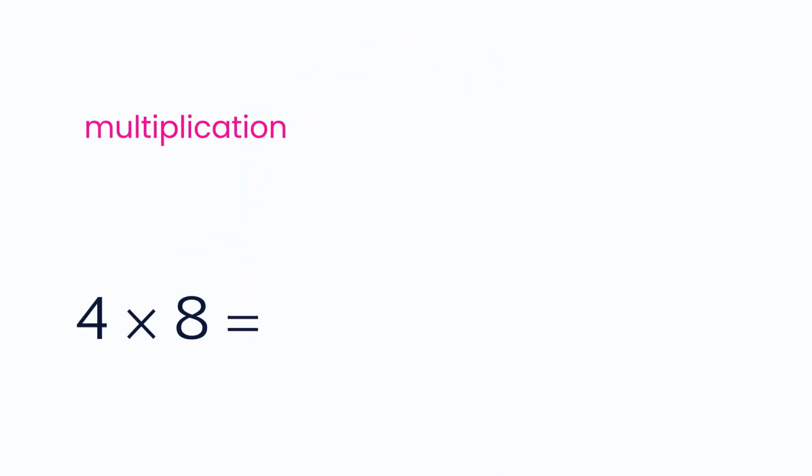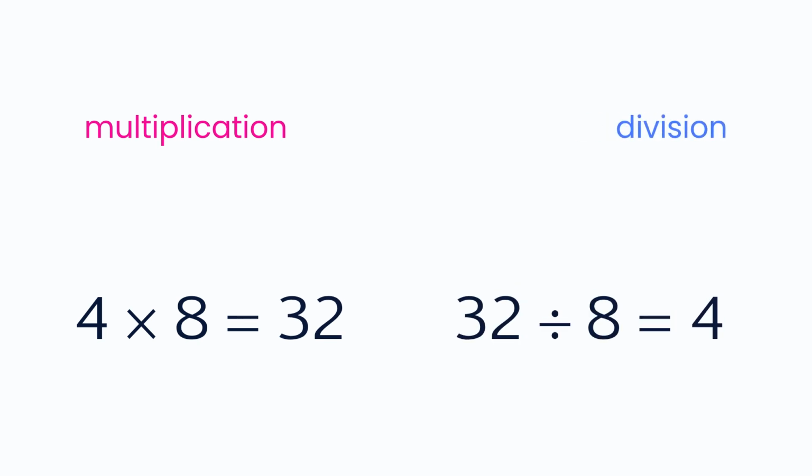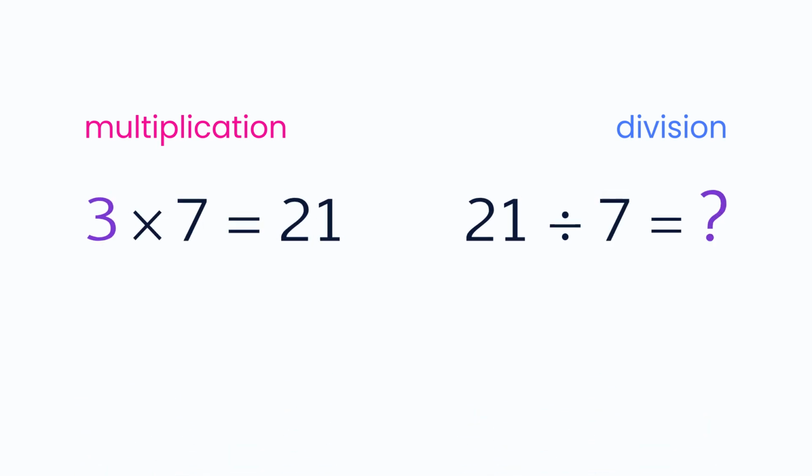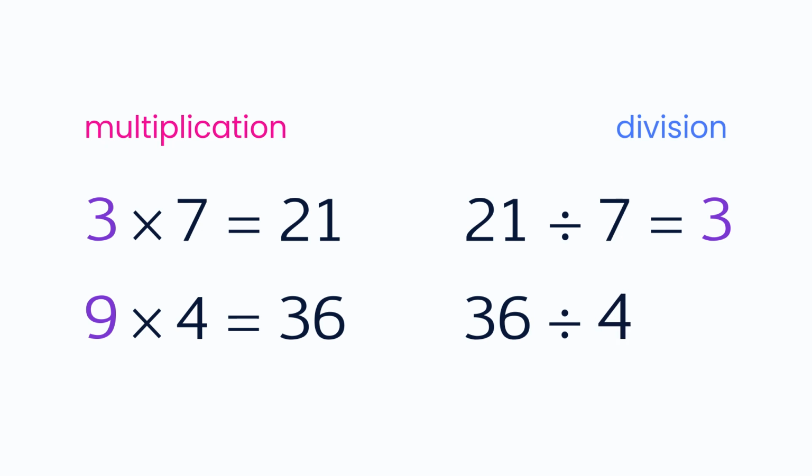4 times 8 equals 32, so 32 divided by 8 equals 4. So, when you want to find the answer to 32 divided by 8, you can ask yourself, what do I have to multiply 8 by to get 32? Well, you know from the times tables that 8 times 4 is 32, so 4 is your answer. The fact that division and multiplication are opposite operations makes division a lot easier, because you can use multiplication to find the answers to division problems.